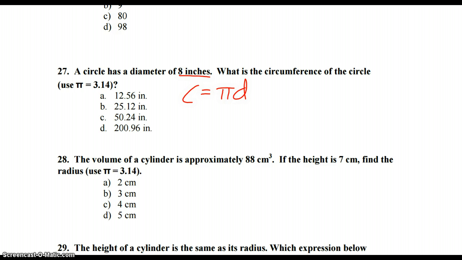So I'm going to go 3.14 times 8, and really there's only going to be one of those that makes sense. B, since 3 times 8 is 24, and you can actually go through and figure out that is the exact answer when using those numbers. So, all right, number 28.